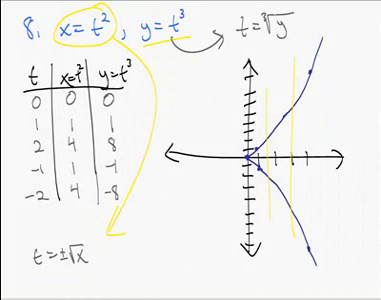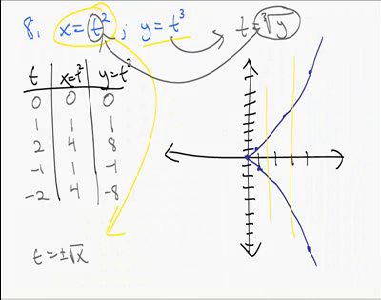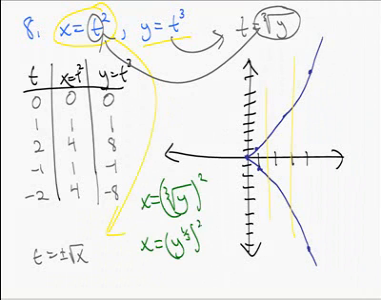So since I can write t as the cube root of y, what I'm going to do is substitute that in for t in my formula for x. I can replace the t with the cube root of y, so I have the cube root of y squared, or x is equal to y to the 1/3 squared, or x is equal to y to the 2/3. So although I couldn't write y as a function of x because my graph did not pass the vertical line test, I can write x as a function of y, and thus eliminate the parameter in that fashion.